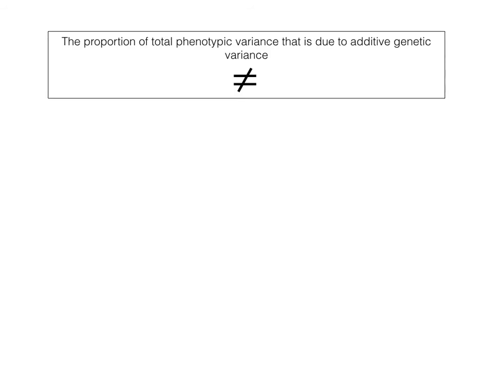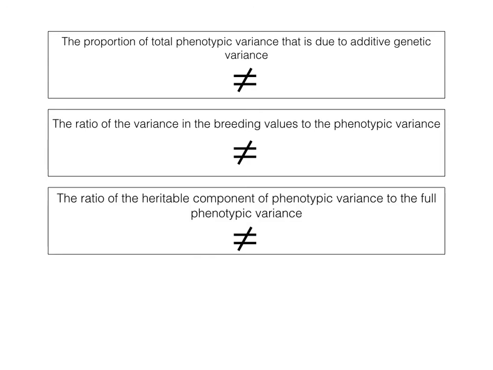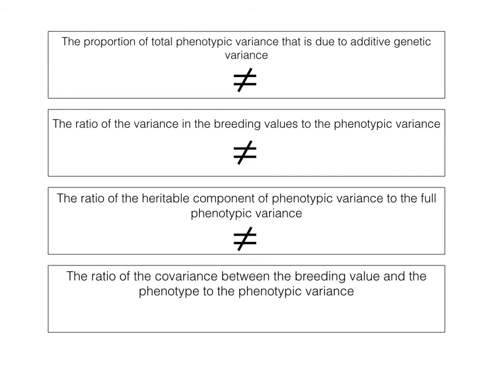So this is the definition we've seen. Heritability is the proportion of total phenotypic variance that is due to additive genetic variance. That's no longer the same thing as saying that heritability is the ratio of the variance in the breeding values to the phenotypic variance; that gives you different results. In turn, that is no longer equivalent to saying that heritability is the ratio of the heritable component of phenotypic variance to the full phenotypic variance, a completely different thing. And finally, that is not equivalent to saying that heritability is the ratio of the covariance between the breeding value and the phenotype to the phenotypic variance. Traditionally, these would have given you all the same result, and they could be used interchangeably, but that's no longer the case when we introduce niche construction.